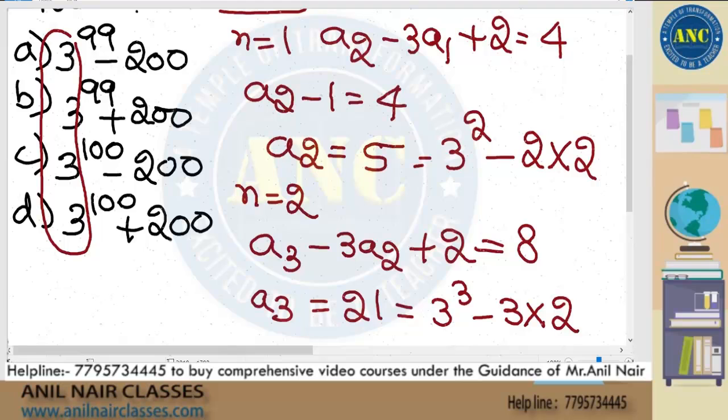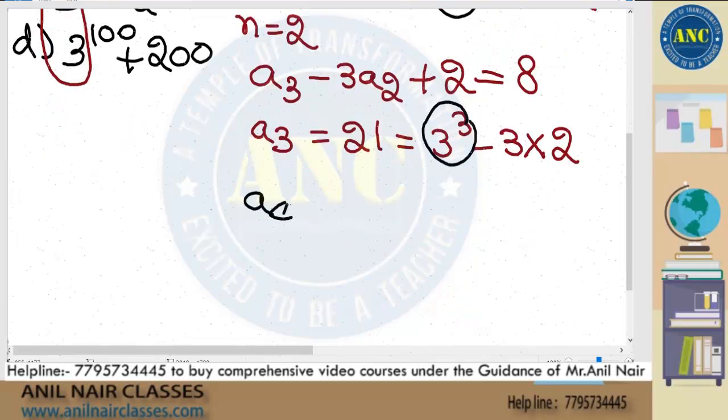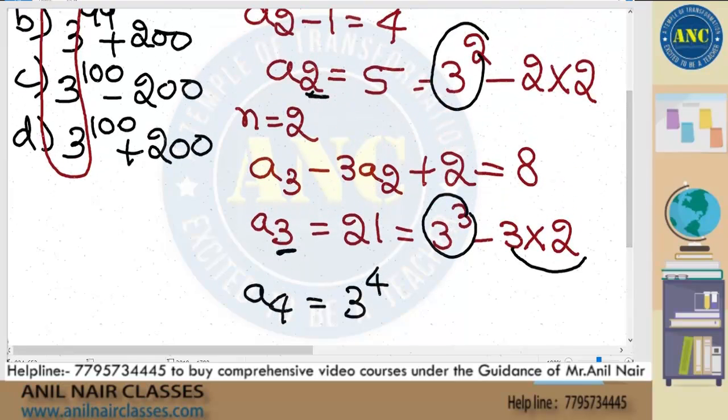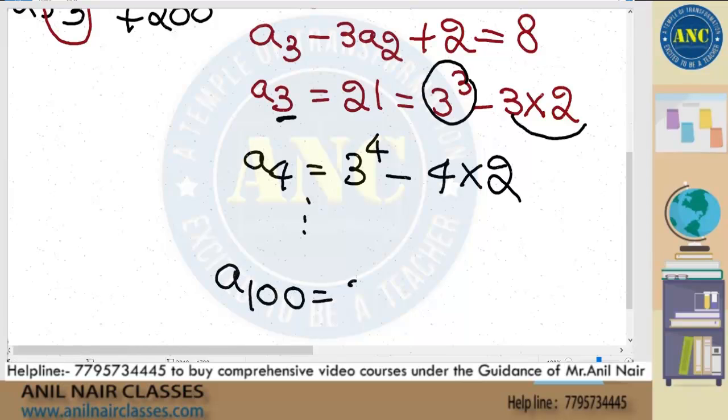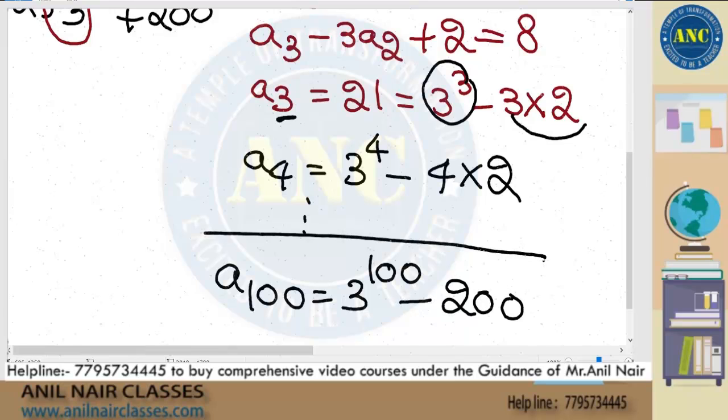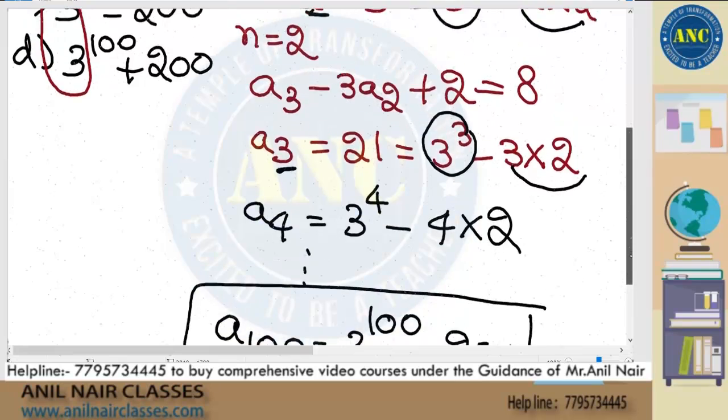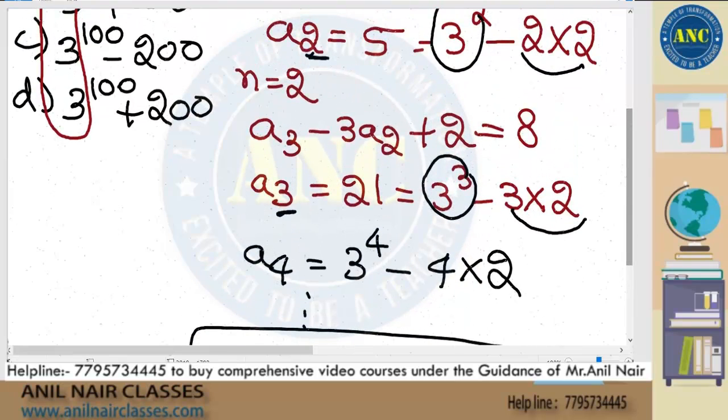Now if you observe, a2 is nothing but 3 square minus 2 into 2, a3 is nothing but 3 cube minus 3 into 2, a4 is also 3 power 4 minus 4 into 2. If it is 3 here, it is 3 into 2. If it is 2 here, it is 2 into 2. If it is 4 here, it is 4 into 2. The question is a100. It is nothing but 3 power 100 minus 100 into 2. So the answer for this question is 3 power 100 minus 200.